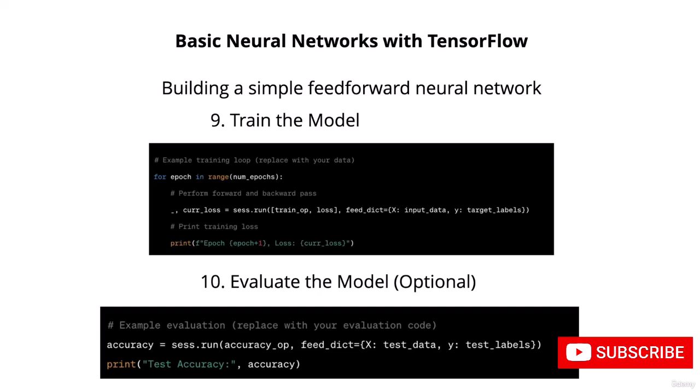By following these steps, you can build a simple feed-forward neural network using TensorFlow. Experiment with different architectures, activation functions, loss functions, and optimization algorithms to optimize the performance of your model for specific tasks. Adjust the hyperparameters such as learning rate and batch size to improve training efficiency and convergence.